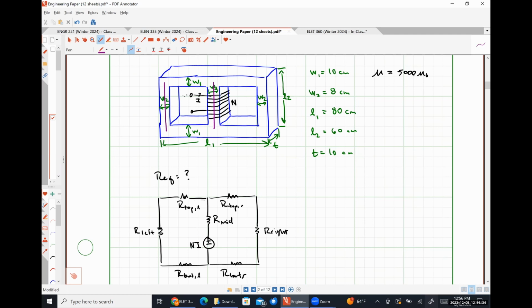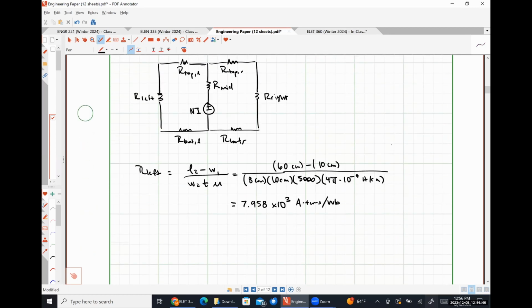And then what's the cross-sectional area of this branch? Well, it's going to be W2 times the thickness. So the middle branch is going to have the exact same reluctance as the left leg, as the right leg, right? So R mid will equal R right will equal R left. Okay, we got that part sorted out.